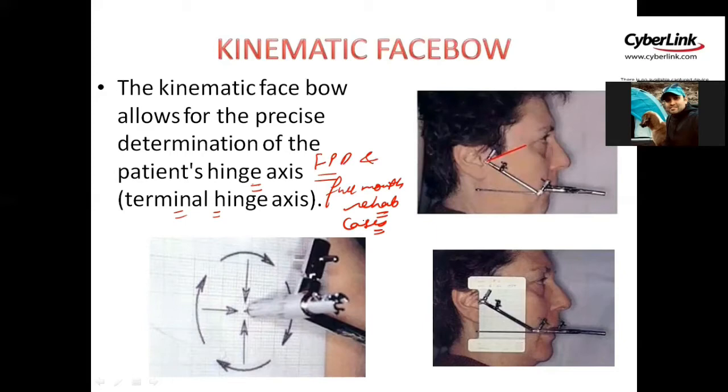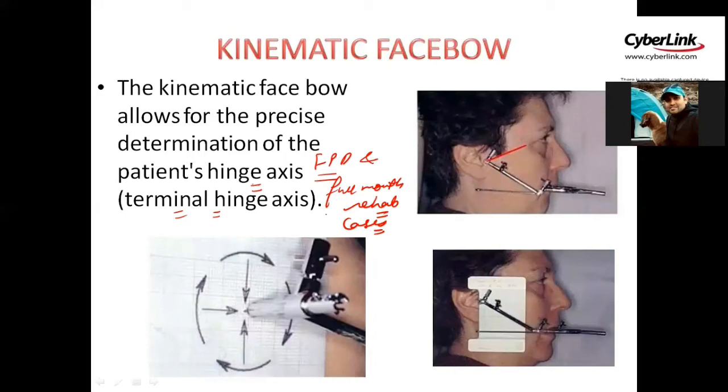So what we will do in this, the face bow helps to orient the cast in the patient's terminal hinge axis. Hinge axis is the imaginary line around which the condyle can rotate without translation. As I discussed before, terminal hinge position is the most retruded hinge position, and it is learnable, repeatable, and recordable. It coincides with the centric relation.